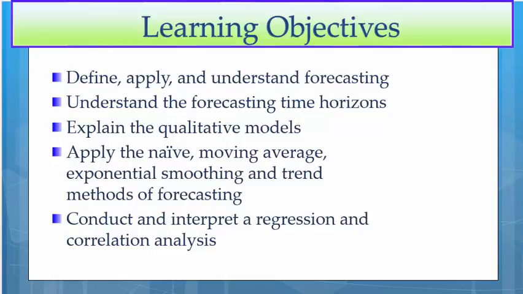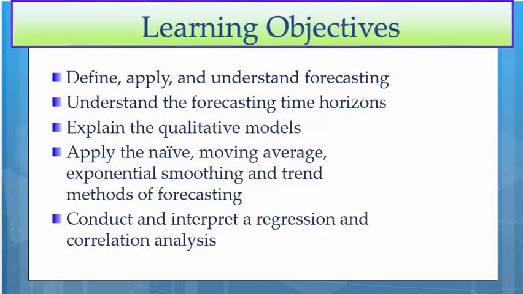There's about 5 of those, and we're going to talk about those. And then in class, we'll do more of these last 2 things. We're going to apply the naive, moving average, exponential smoothing, and trend methods for forecasting, as well as interpreting regression and correlation analysis. So we'll spend a fair amount of time on these models, but you have to understand the basics of what is a forecast and why do we care about it first.